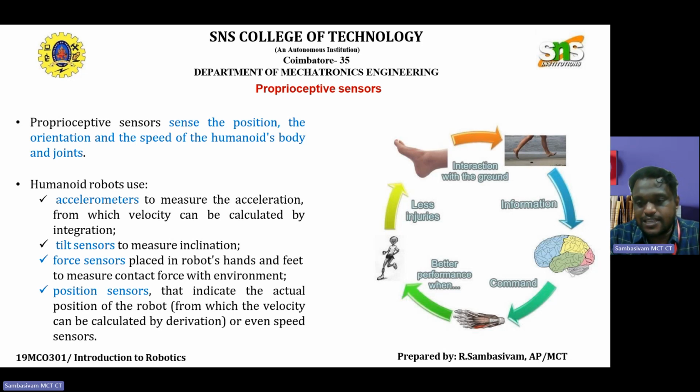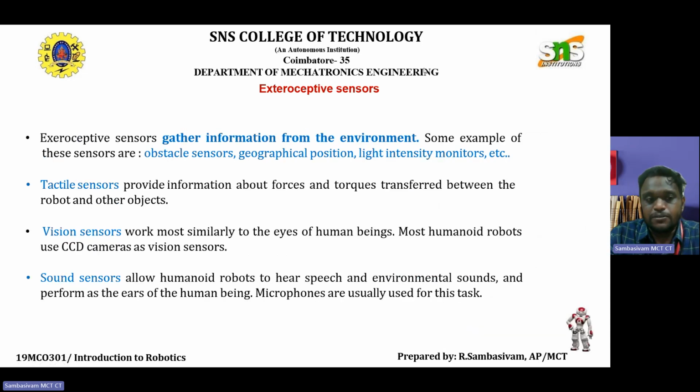This picture represents the various commands or information interaction with the ground. These are the contact points where the data of the humanoid's body and joints is obtained. Similarly, exteroceptive sensors gather information from the environment, such as obstacle sensors, geographical position, and light intensity monitors. Tactile sensors provide information about forces and torques transferred between the robot and objects. Vision sensors work similarly to the eyes of human beings. Most humanoid robots use CCTV cameras as vision sensors. Sound sensors allow humanoid robots to hear speech and environmental sounds, like the ears of human beings.